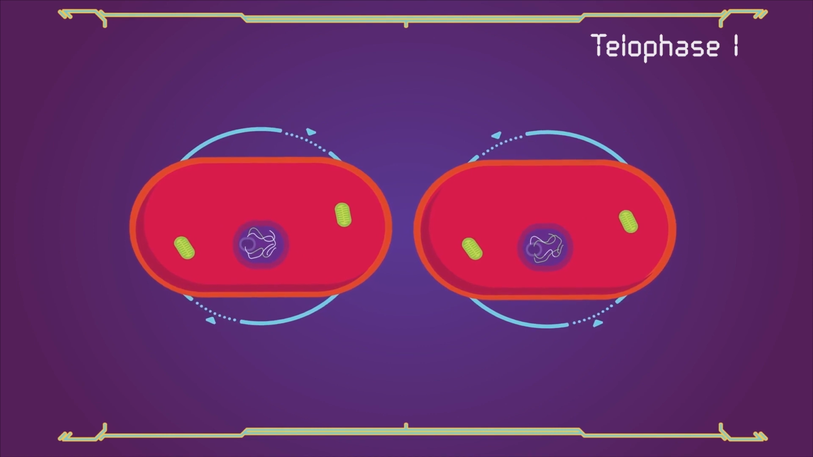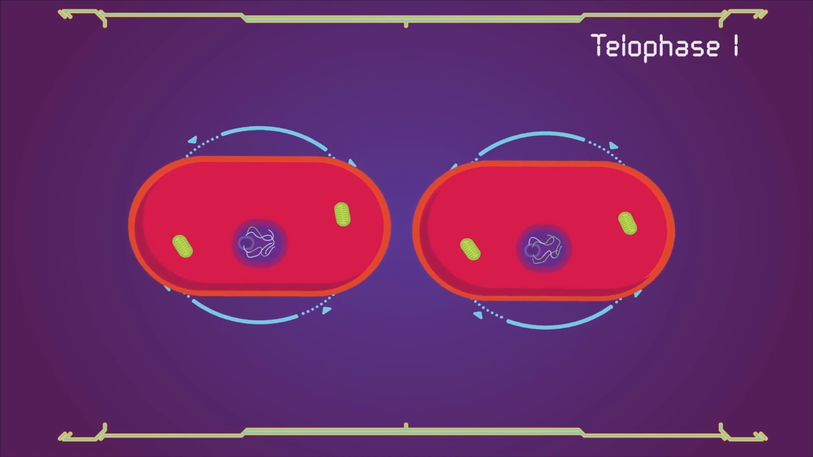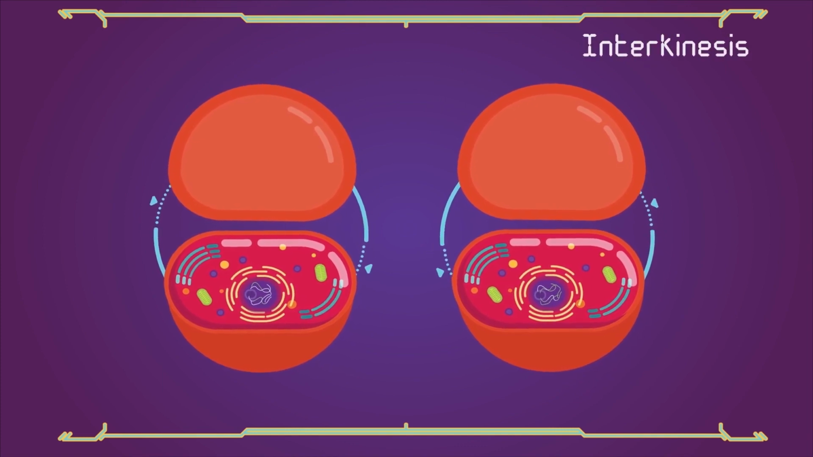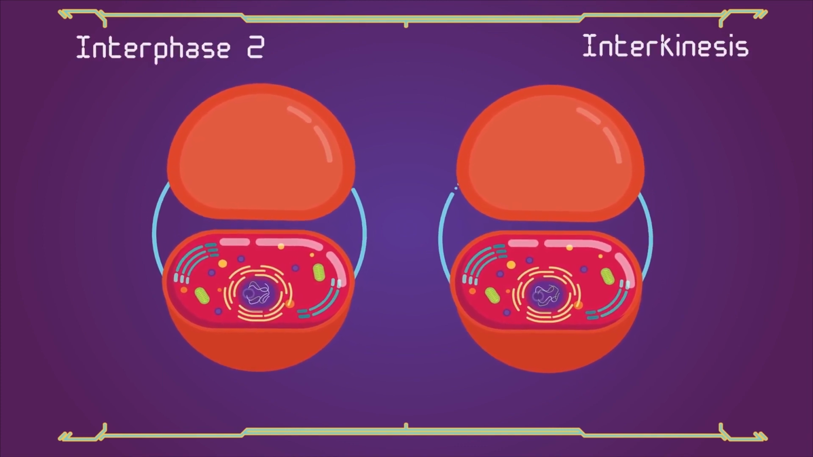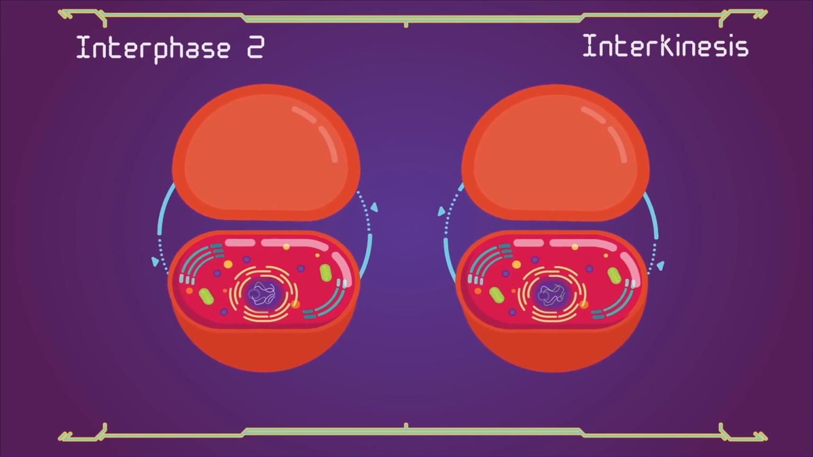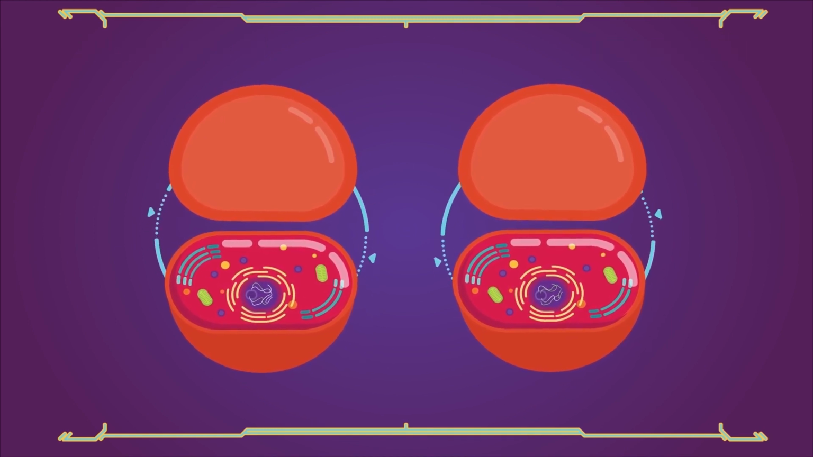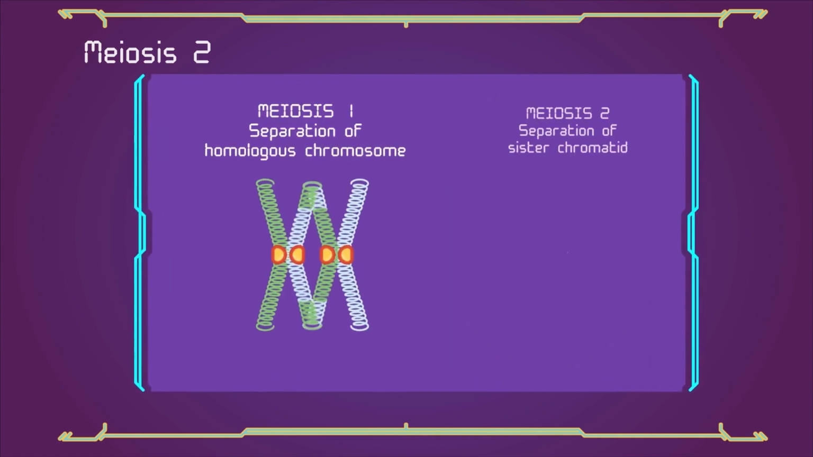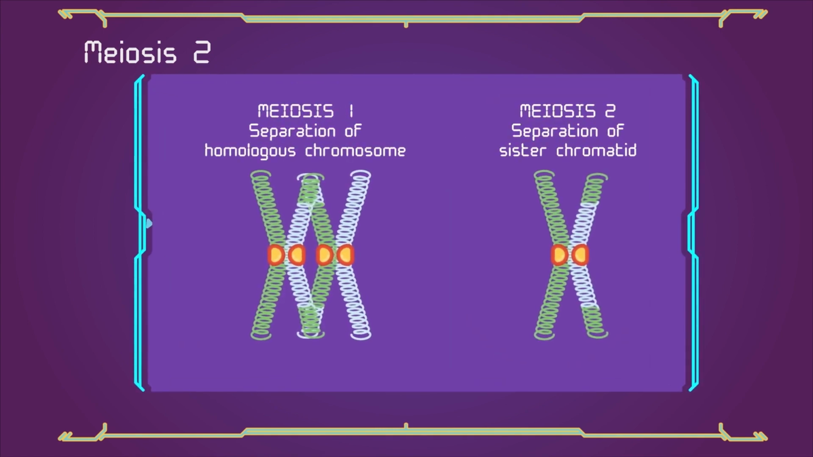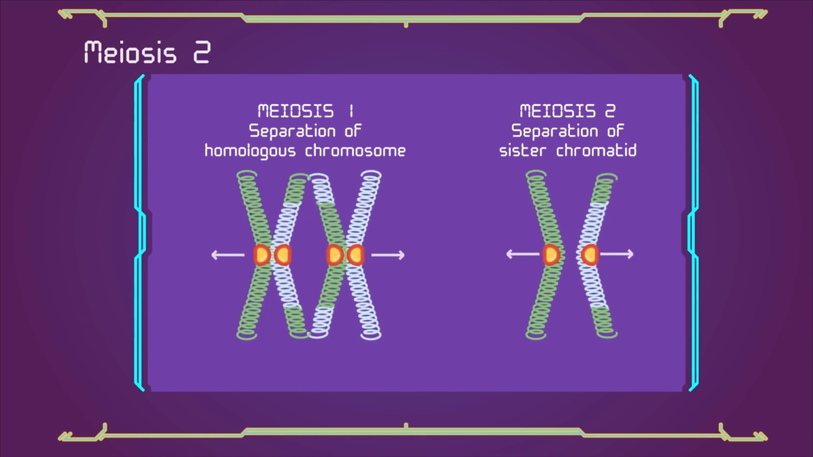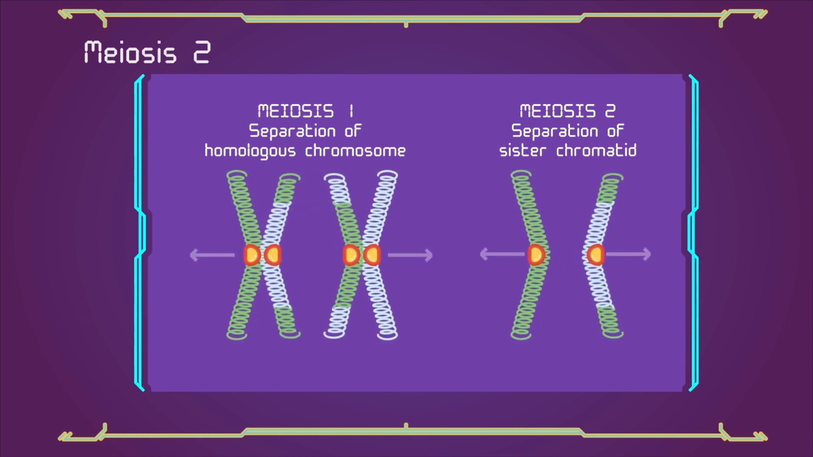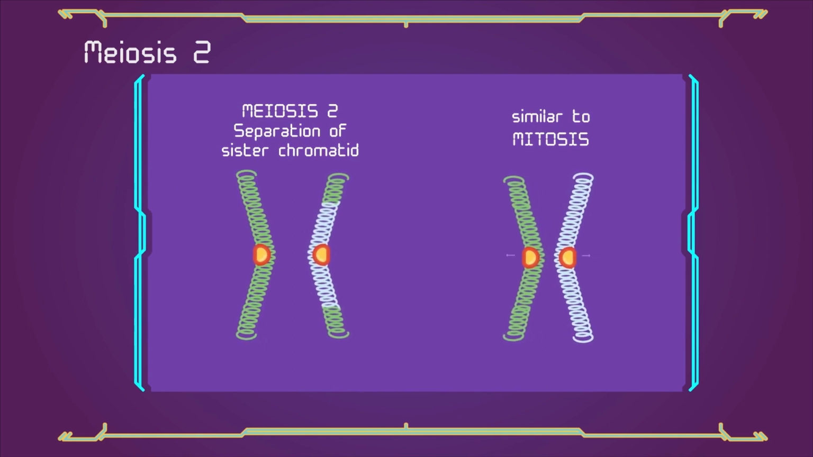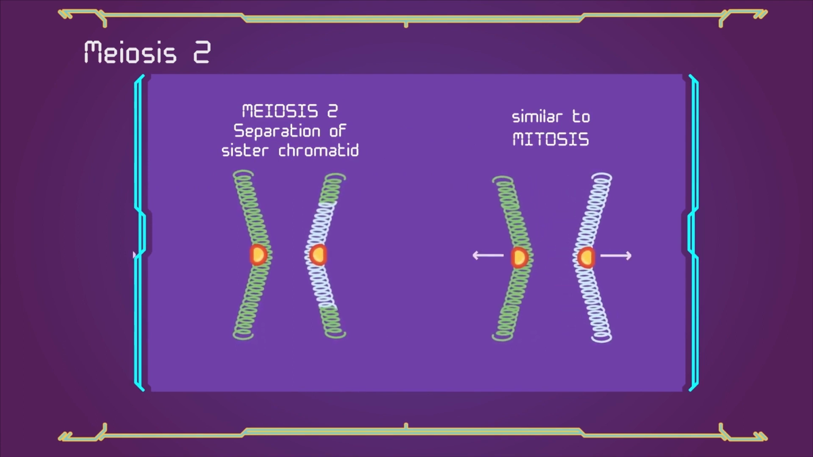Sister chromatids remain attached during telophase 1. Cells may enter a period of rest known as interkinesis or interphase 2. No DNA replication occurs during this stage. Meiosis II. Meiosis II is the second meiotic division and usually involves equational segregation, or separation of sister chromatids. Mechanically, the process is similar to mitosis, though its genetic results are fundamentally different.